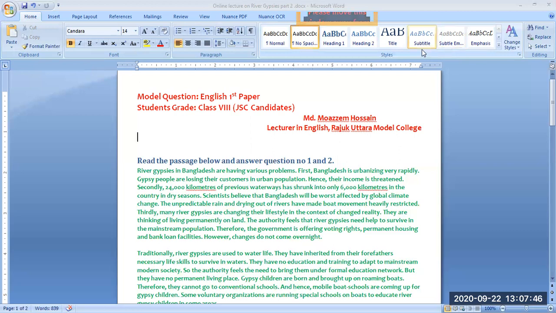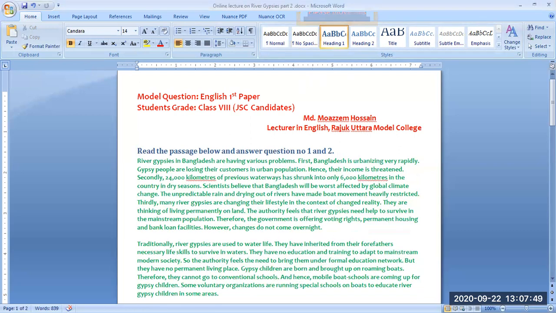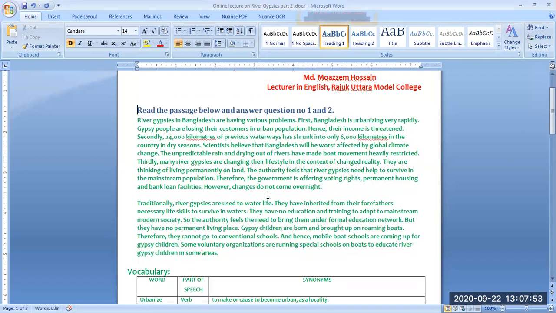Okay, now let's read this passage and then we can answer those questions. This passage is taken from, as I told you earlier, Unit 7, Lesson 4. River Gypsies in Bangladesh. You know that this is part 2 of River Gypsies, there are two passages on River Gypsies. The first part is about the introduction of River Gypsies. Who are River Gypsies? How do they spend their life? How do they pass their time? How do they earn? And in part 2, it is discussed about the problems they are facing in their everyday life. Okay, River Gypsies in Bangladesh are having various problems.